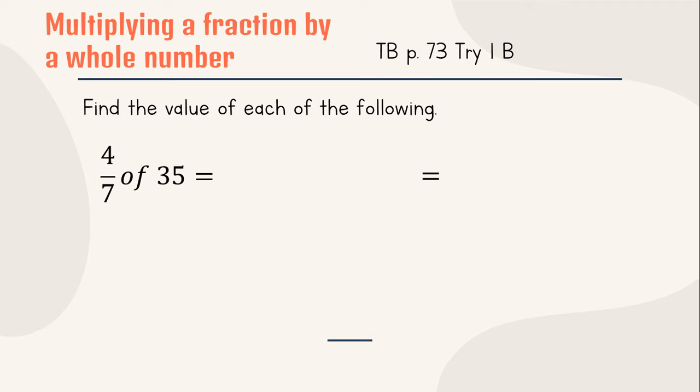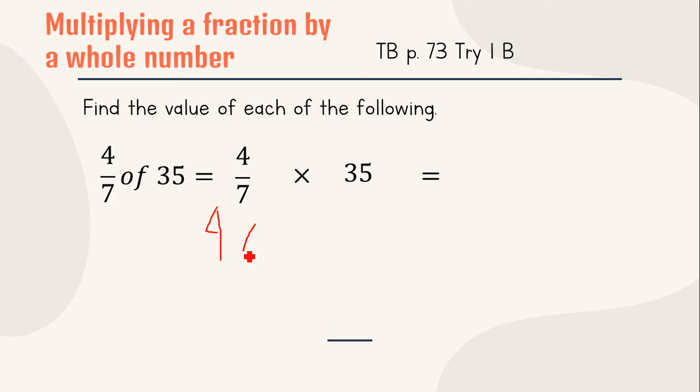1B, 4 per 7 of 35. Once again, "of" means multiplication. 4 per 7 times 35. Once again, can we simplify this one? Yes. But actually, this is the shorter way. Once again, this is the shorter way. For the long way, it will be like this.